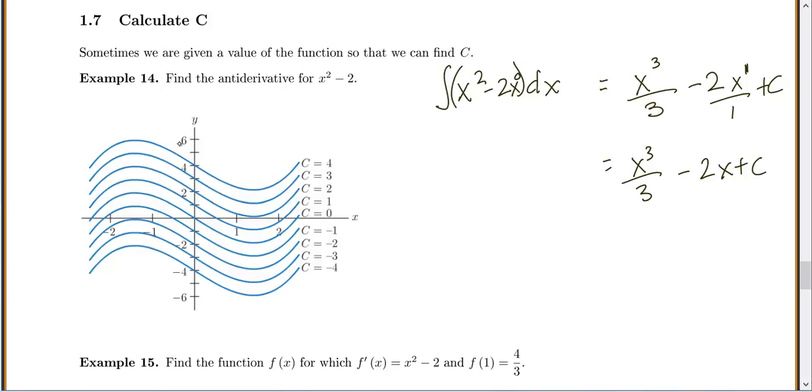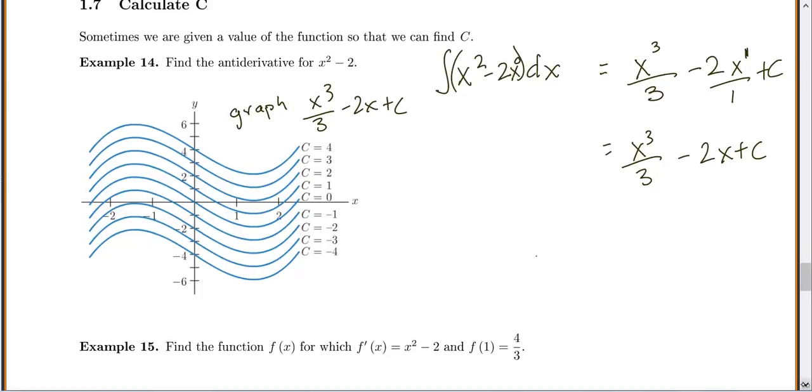Okay, so over here, this is the graph of x cubed over 3 minus 2x plus c. And I've graphed it with several different values of c. You'll notice each graph looks the same. It's just shifted up or down by c. So what if we wanted to find the specific function f of x? These are lots of possible functions. But in example 15, we want to find the specific one where f of 1 equals 4/3.